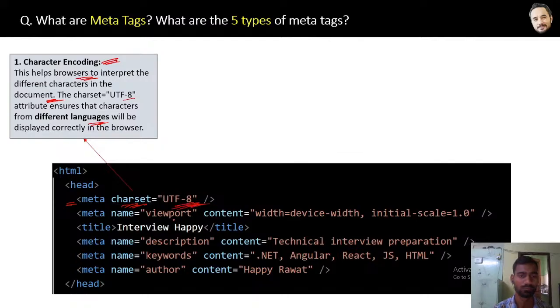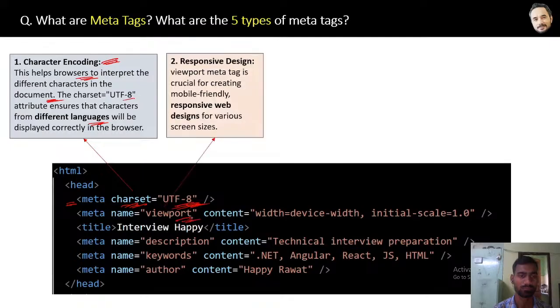The second meta tag, viewport, is important for responsive design. It's very crucial for mobile-friendly responsive web designs for various screen sizes, right? If you remove this tag, then your website can have problems on different mobile screens. Also, later I will cover a separate question on all the attributes of the meta viewport element.